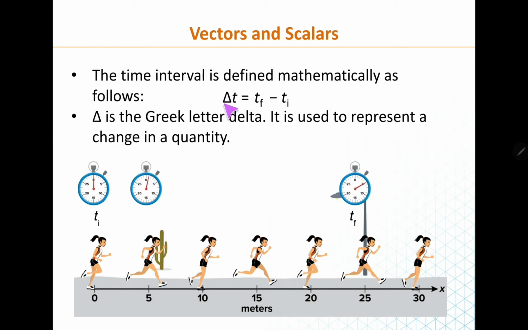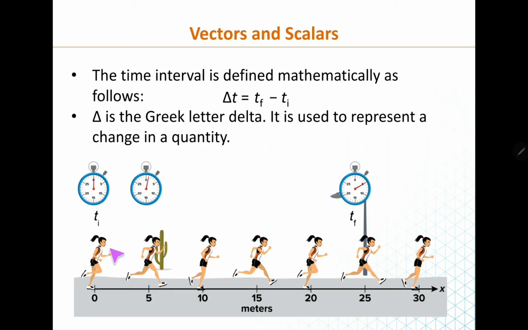The shape here, we call it delta. Delta is a Greek letter. It's used to represent a change in a quantity. So we have here delta t equals t final minus t initial. That means the final time minus the first time.